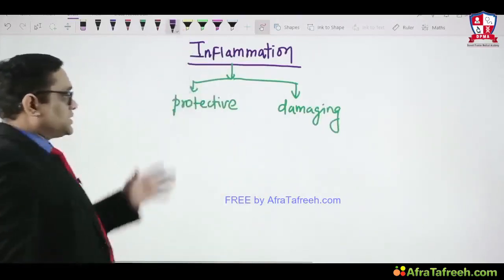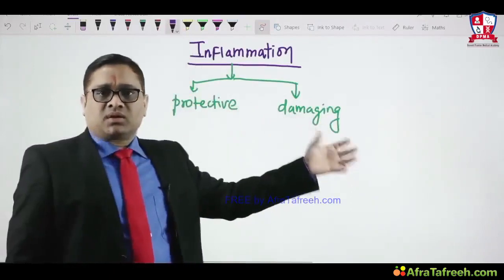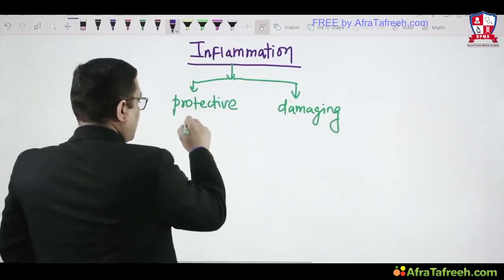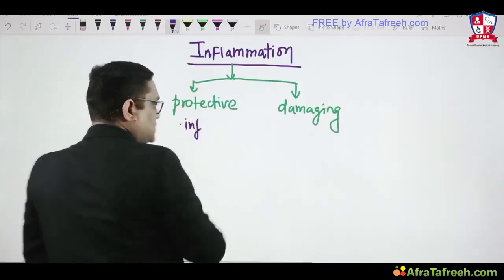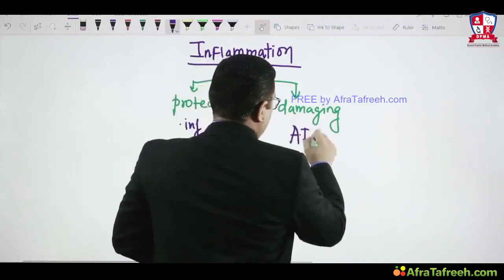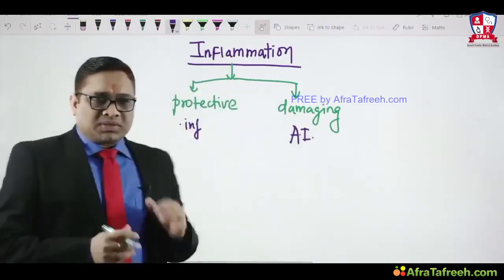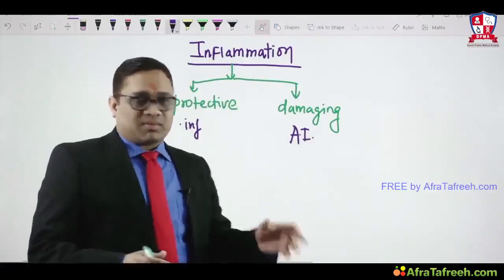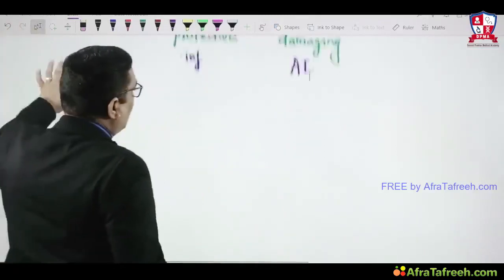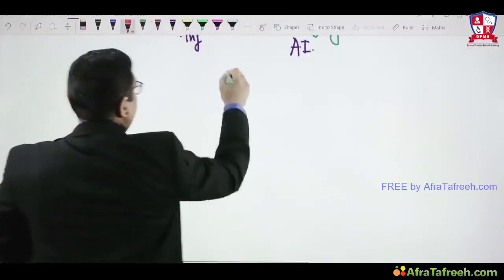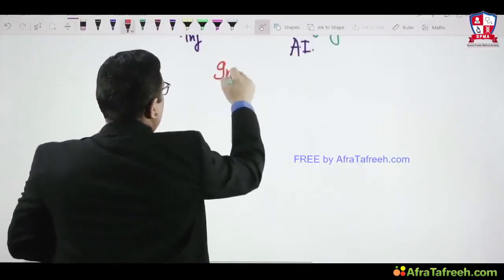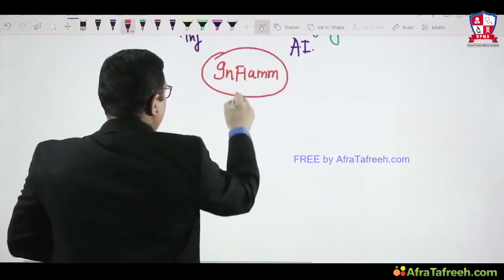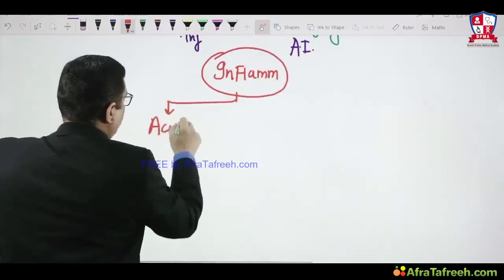Protective, as it protects against infections. Damaging, as you can see in autoimmune disorders, that time it will be damaging. Just one example: protective against infections, and a damaging example will be autoimmune disorders, right? So basically we divide inflammation into two broader categories. So here I'm writing inflammation. Inflammation can be of two types: acute and chronic.